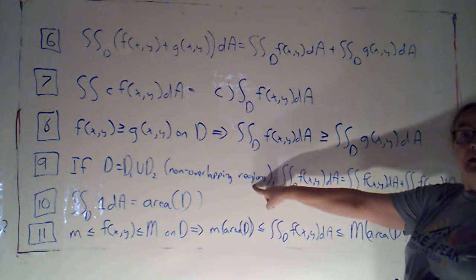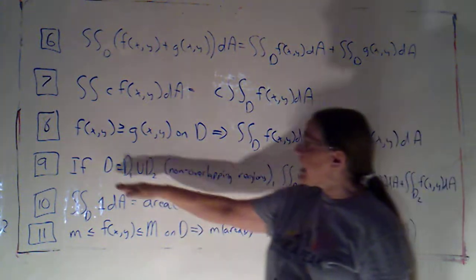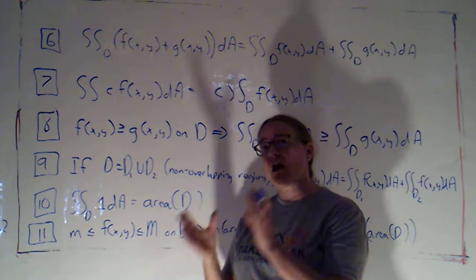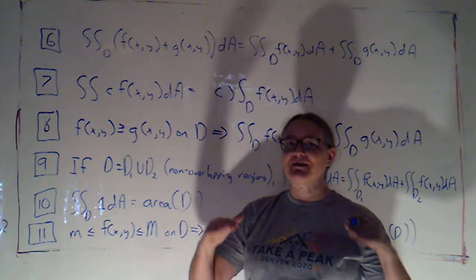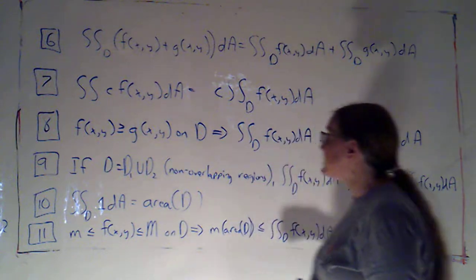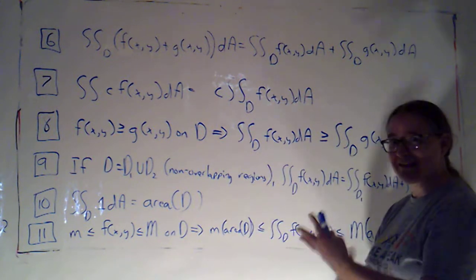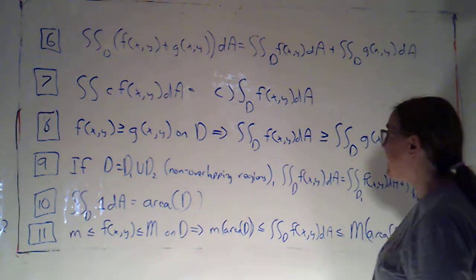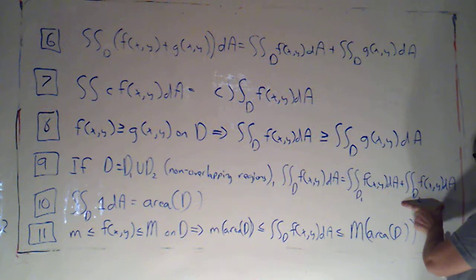We used property 9 when we were integrating over a diamond. I may have a region that by itself is not type 1 or type 2, but that I can break up into pieces, where each of those pieces is either type 1 or type 2. And as long as those pieces don't overlap, so that I'm not counting any of my signed volume multiple times, then the integral over the entire region is just the sum of the integrals over the parts.